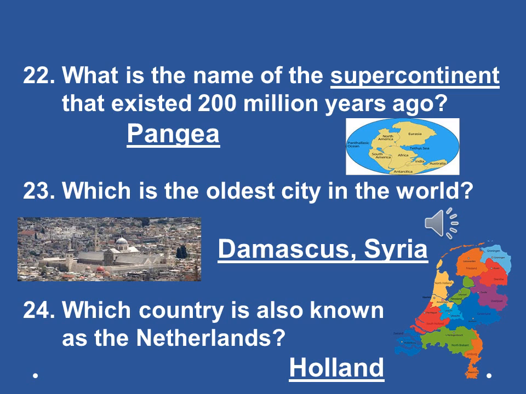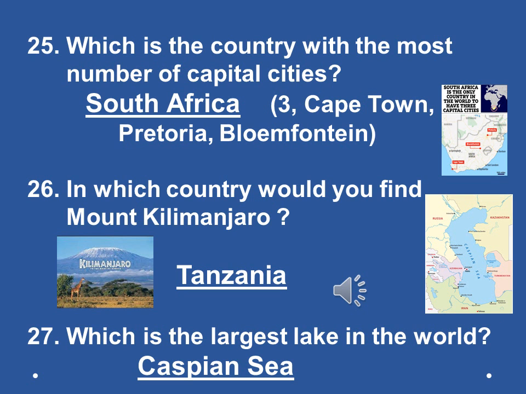What is the name of the supercontinent that existed 200 million years ago? Pangaea. Which is the oldest city in the world? Damascus, Syria. Which country is also known as the Netherlands? Holland. Which is the country with the most number of capital cities? South Africa, 3: Cape Town, Pretoria, Bloemfontein.